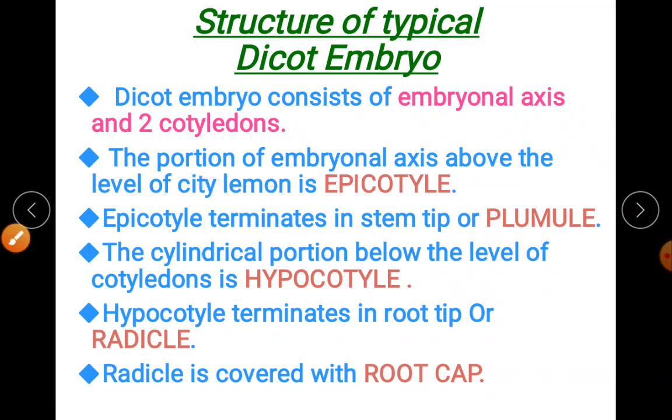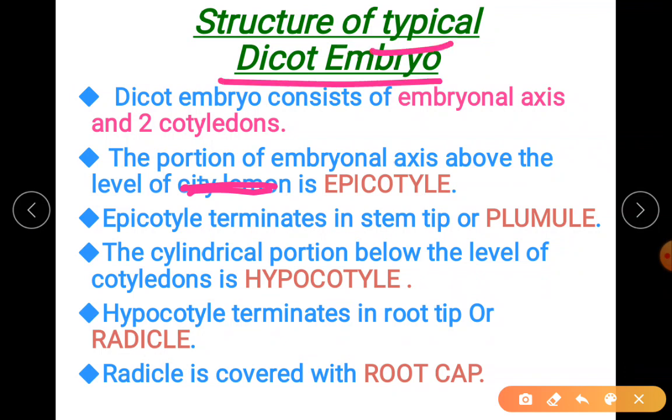So I hope it is clear. Please note this is cotyledon. If the question is asked, describe the structure of a typical dicot embryo, you can write all these points with the diagram. So these are your points. It consists of the embryonal axis and two cotyledons. You need not explain more. You can write the same points.